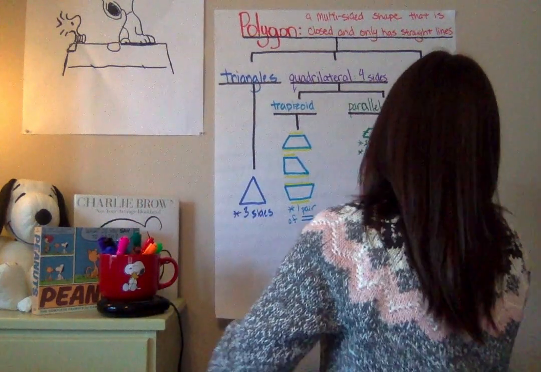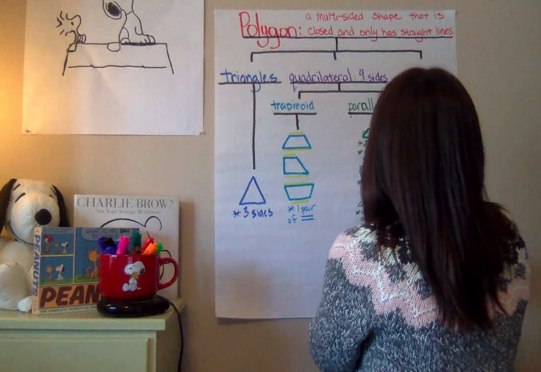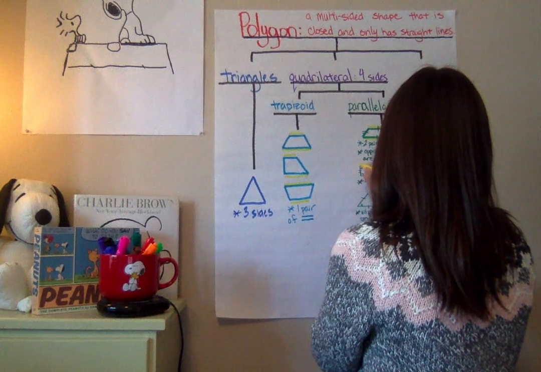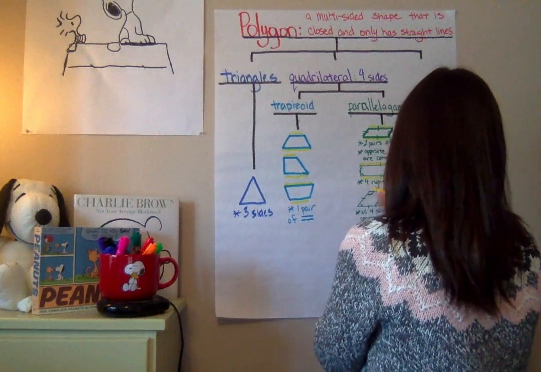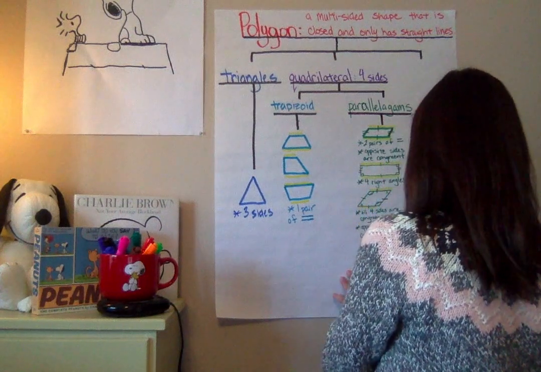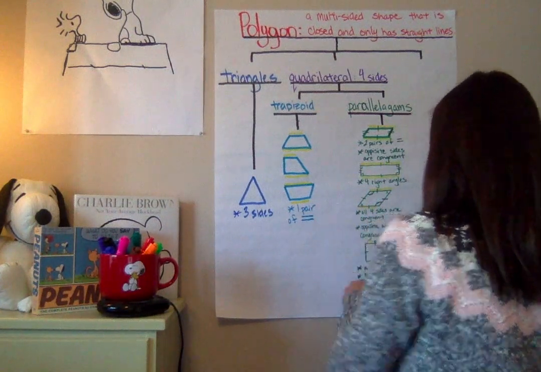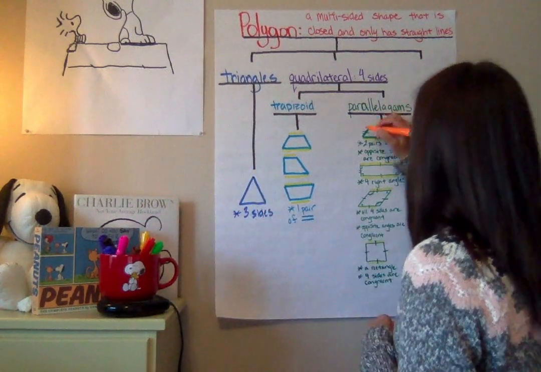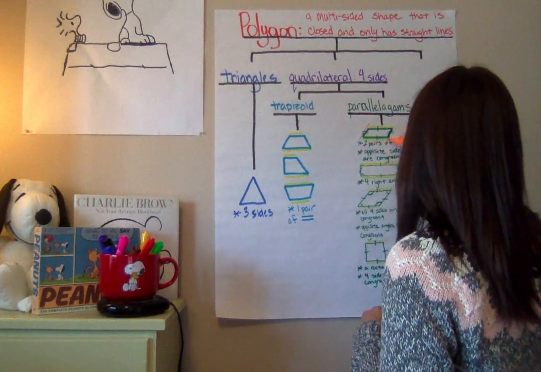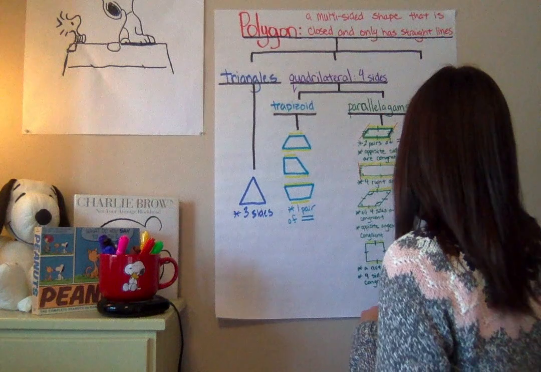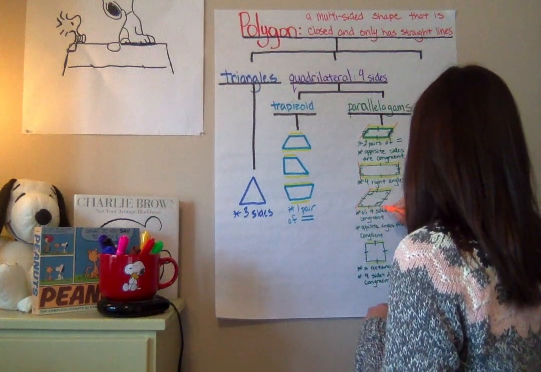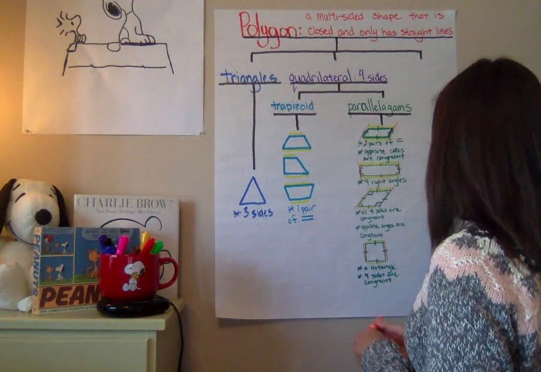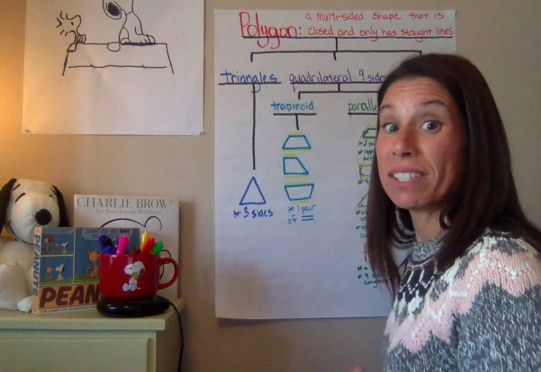Okay, here's one set. I'm going to do two different colors to show you. There's one set of parallel lines. Okay, all of them that go this way, I'm going to do yellow, like this. And then I'm going to do orange for the other set of parallel lines. So you can see that there are two sets of parallel lines on all of them. Okay? Whew, parallelograms is a long list.